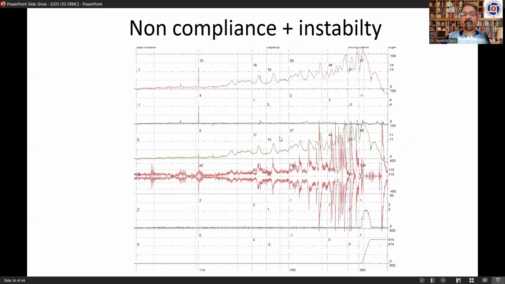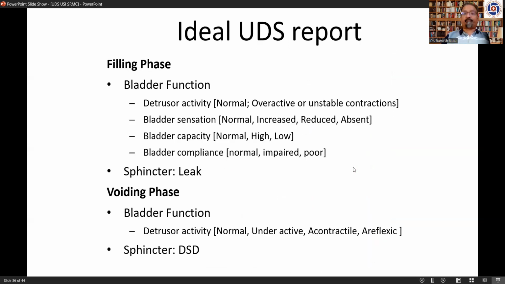So here you can see the EMG has been placed and the sphincter is contracting with each rise, preventing the leak. So this is a very dangerous scenario here.